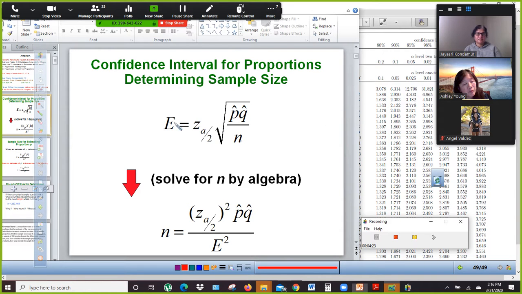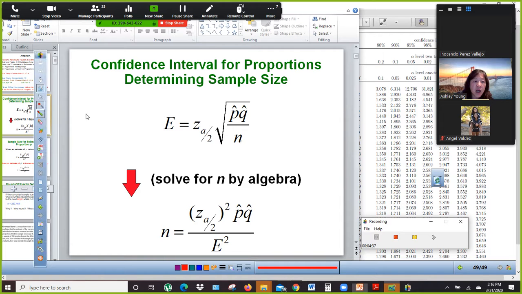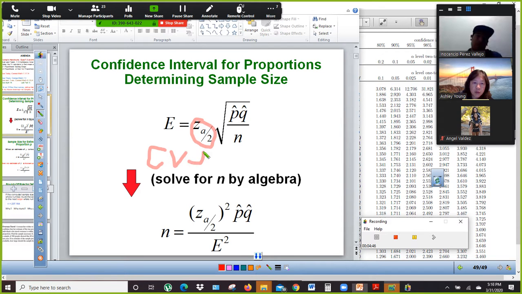But remember we talked about how the error is equal to your z-score. And really, this is not really a z-score. This is really your critical value, right? So you should be thinking of this as the critical value, which is just that number you get from our handouts in Chapter 7.